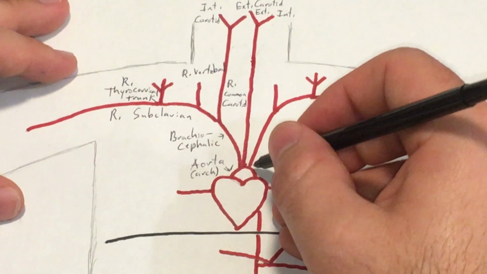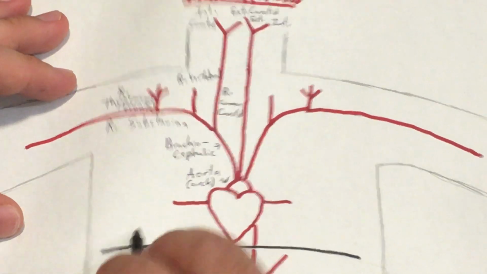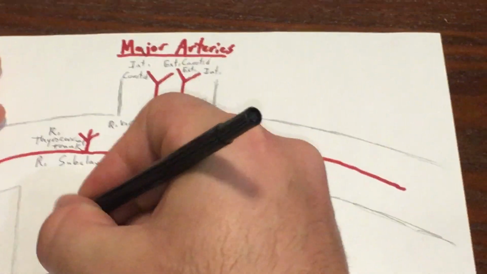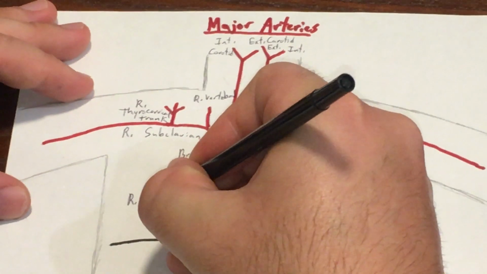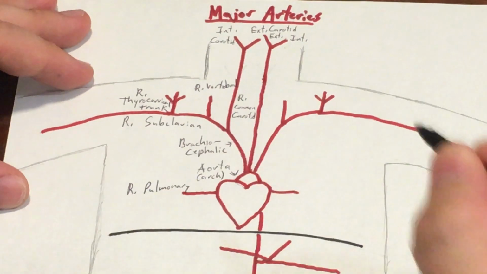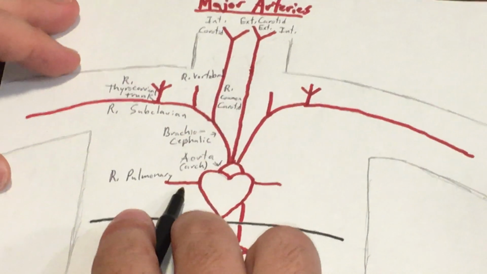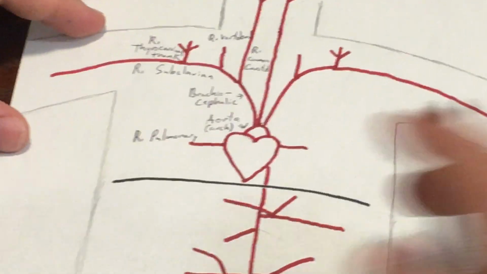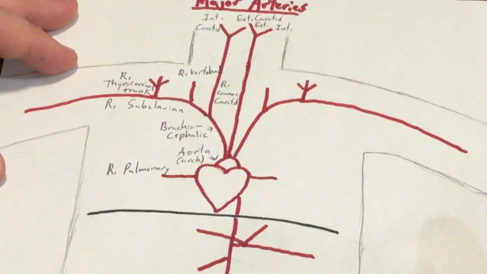Also, I want to mention that coming just out of the heart towards the lung, we have the right pulmonary artery. But this is going to be carrying deoxygenated blood, whereas all the other arteries carry oxygenated blood. This is the only instance where it's the opposite case.